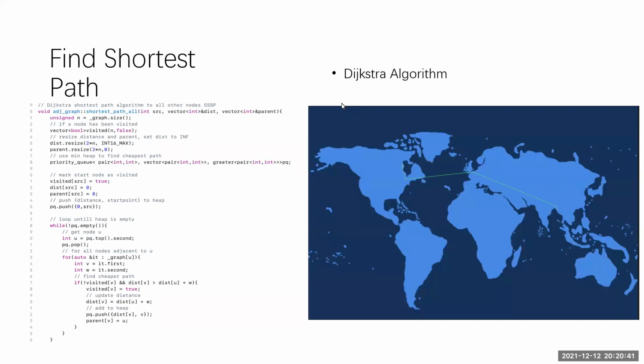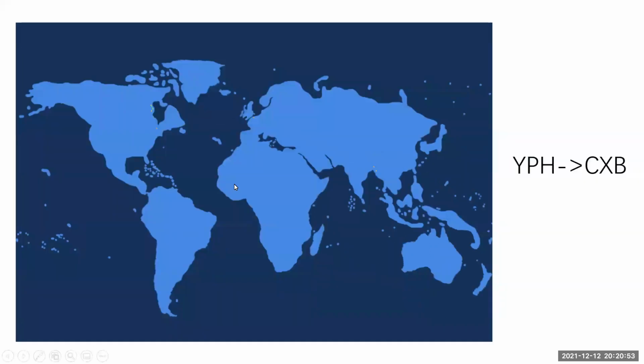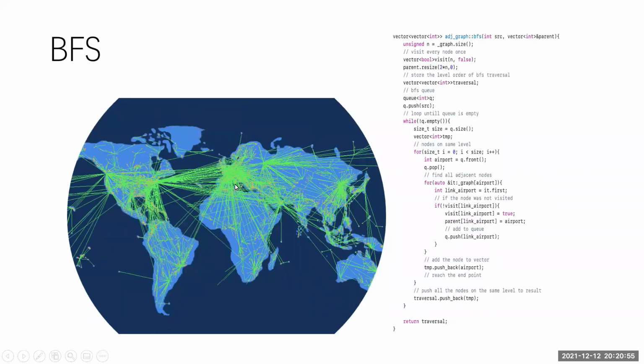We use Dijkstra's algorithm to get the shortest path between two airports. The input is the codes of two airports, and it returns the shortest path between the airports. Here is an example. We use breadth-first search algorithm to travel all the airports that you can arrive at from a specific airport. We show this process with our animation.